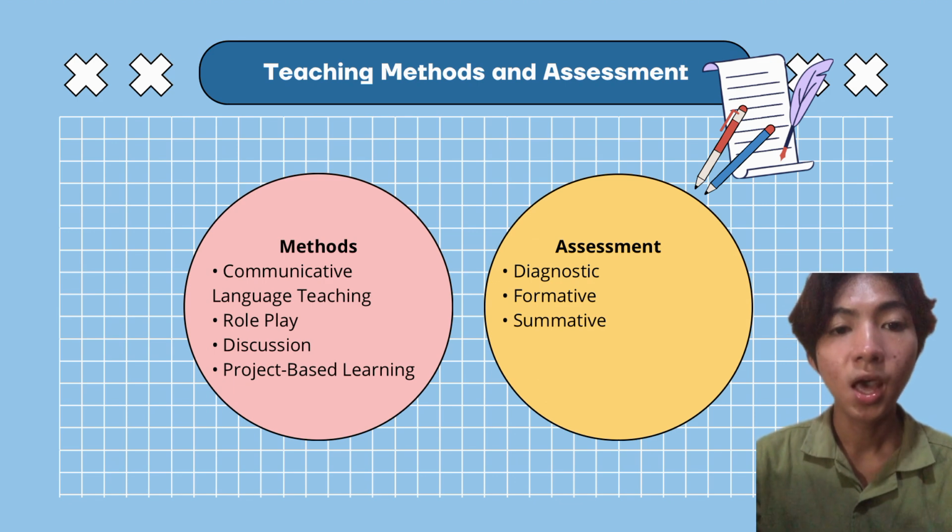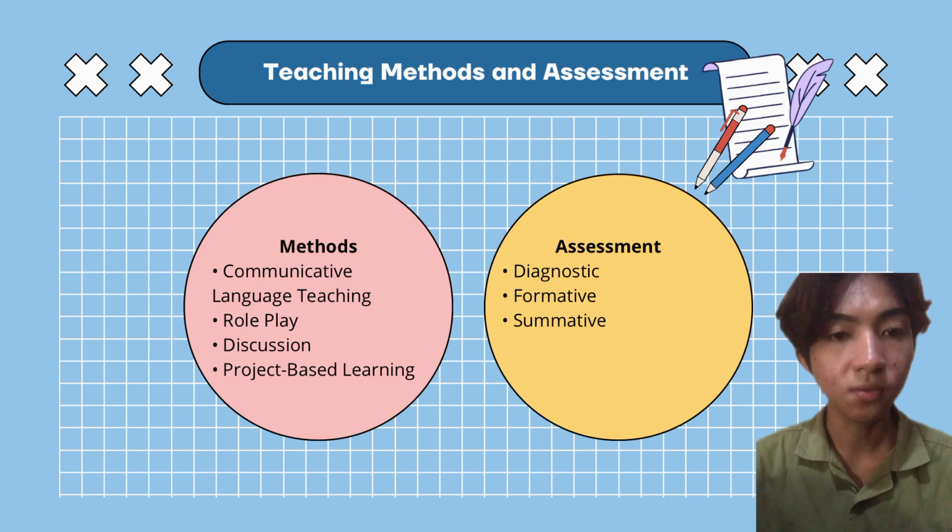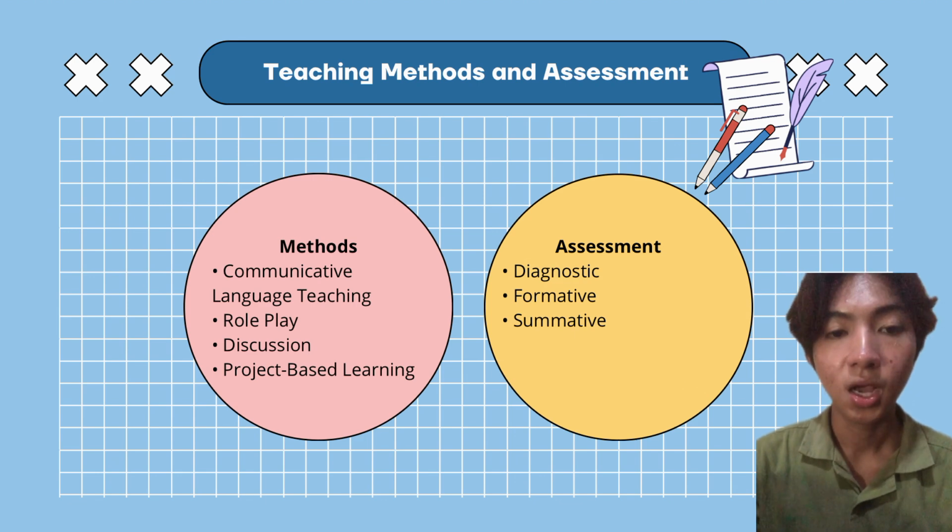Assessment in the Merdeka curriculum is divided into three types. The first is diagnostic assessment, which identifies students' prior knowledge before learning begins. The second is formative assessment, which monitors student progress through quizzes, assignments, discussions, presentations, and role-play activities. The third is summative assessment, which evaluates student achievement at the end of the course through tests and performance tasks.